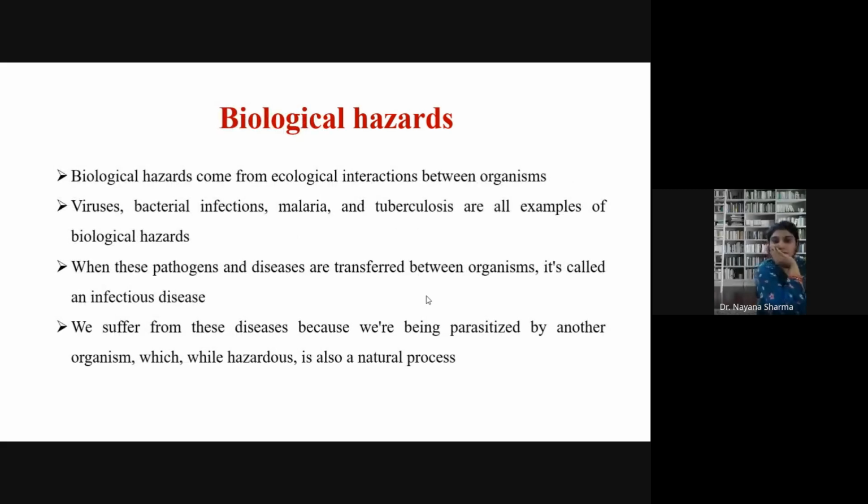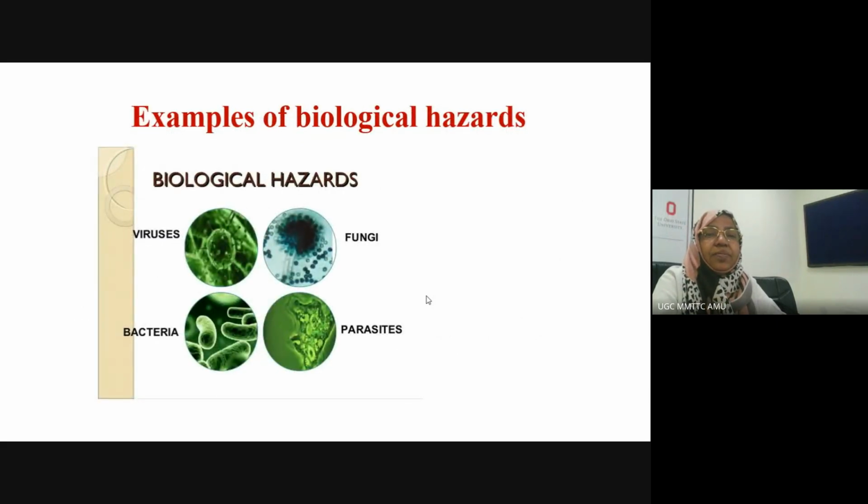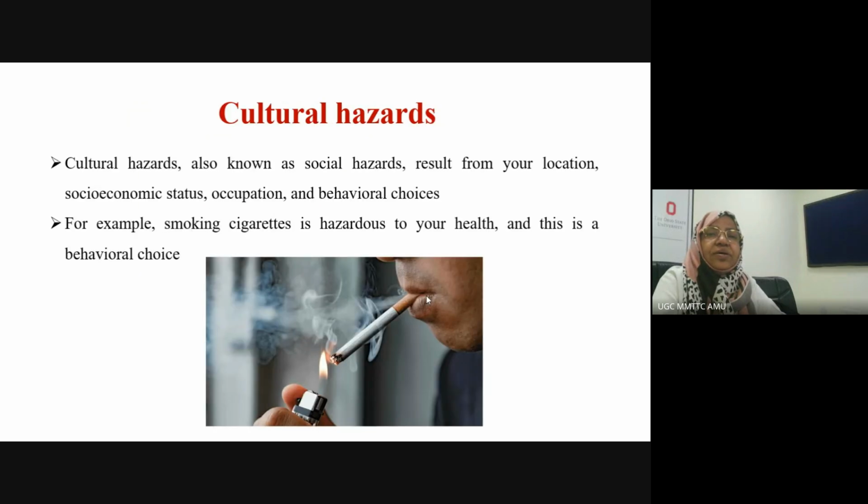Right. Then coming to biological hazards, biological hazards come from ecological interaction between organisms, viruses, bacteria, जैसे COVID. Bacterial infections, malaria, TB are all examples of biological hazards. When these pathogens and diseases are transferred between organisms, it is called an infectious disease. We suffer from these diseases because we are being parasitized by another organism, which, while hazardous, is also a natural process. So biological hazards: viruses, bacteria, fungi, parasites.